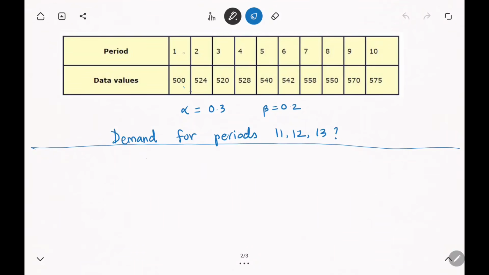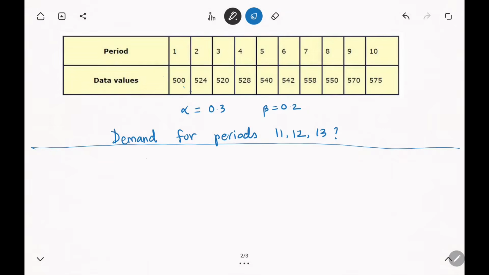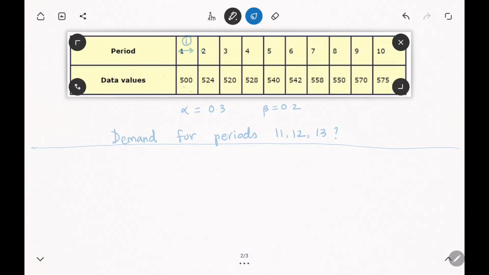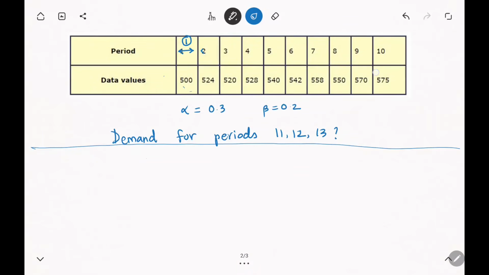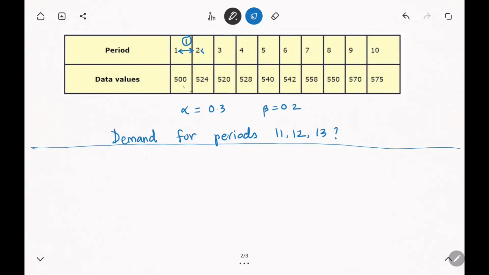So for period 1, the value is 500. Basically we are saying three intervals, right? There is month 1 and month 2, and between them there is one month, or one period, or one interval. Then month 2 to month 3 is another interval, and month 3 to month 4 is the third interval. So we are trying to calculate the trend averaged over these three intervals.